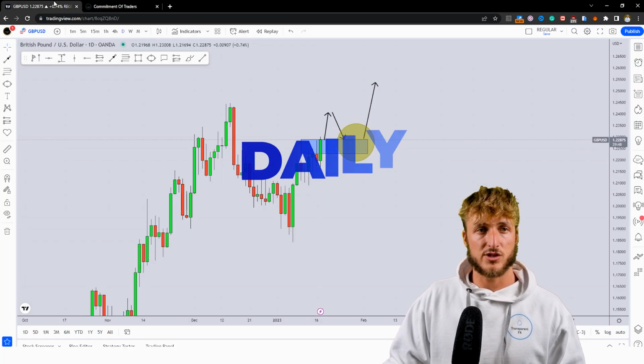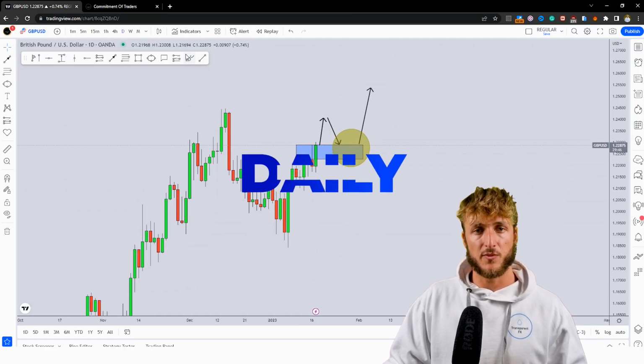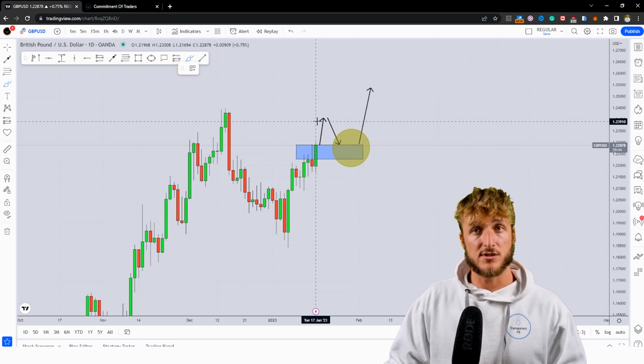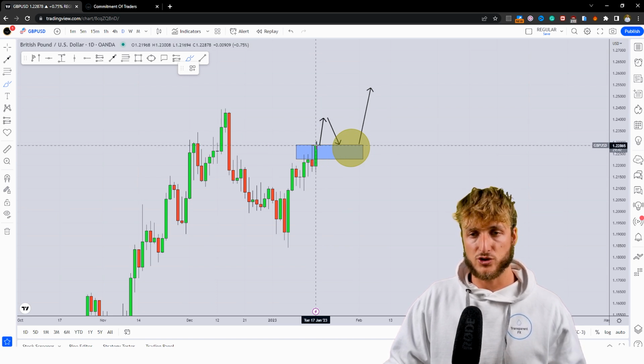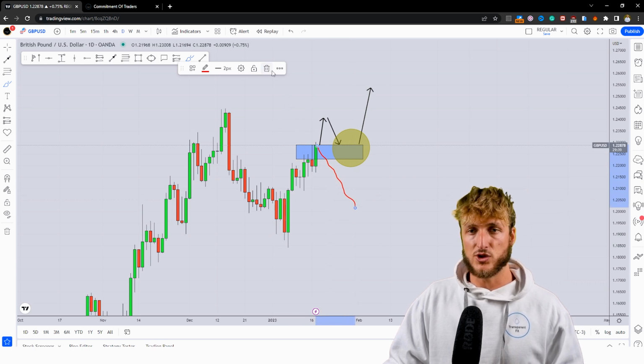However, longs are starting to get closed. This creates a problem because we haven't even seen the break above this zone yet. So we have to be very cautious. From here, the market could easily reject to the downside.